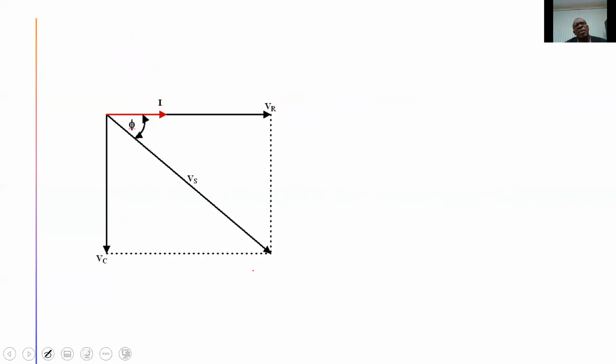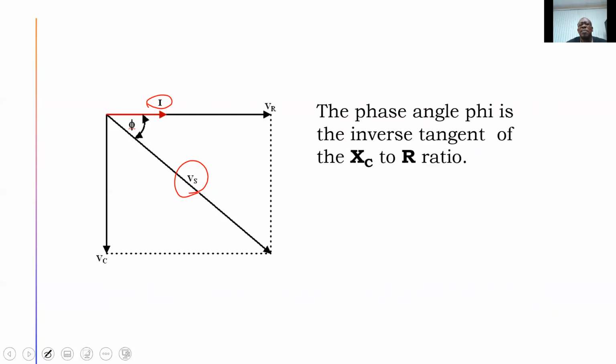But because we were looking at this vector sum, and we have talked about leading and we have talked about being in phase, it is important that we determine the phase angle, or the angle between the supply current and the supply voltage. Very important bit of information. And so the phase angle phi is the inverse tan of XC over R, given that we have a right angled triangle. And so phi is equal to the inverse tan of XC over R.